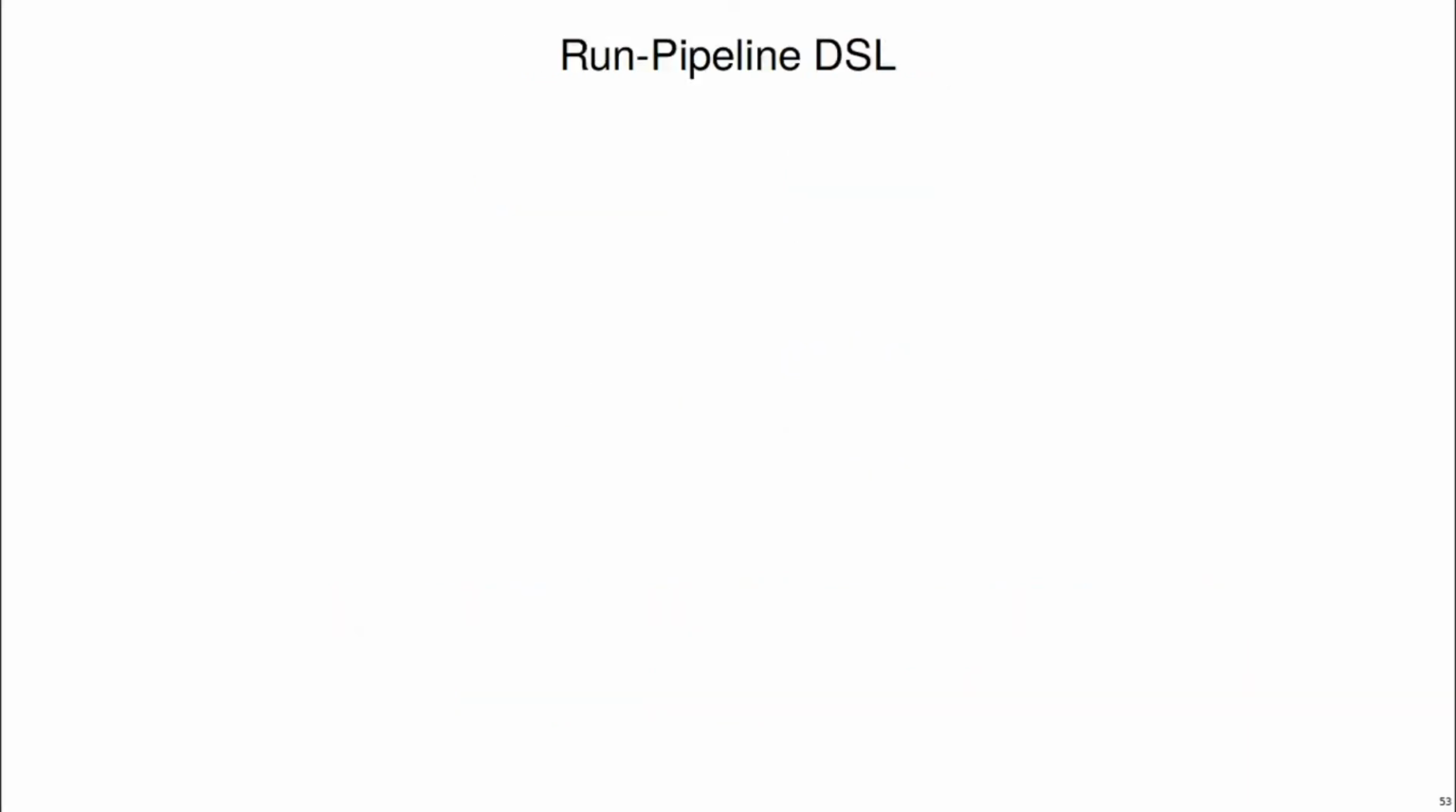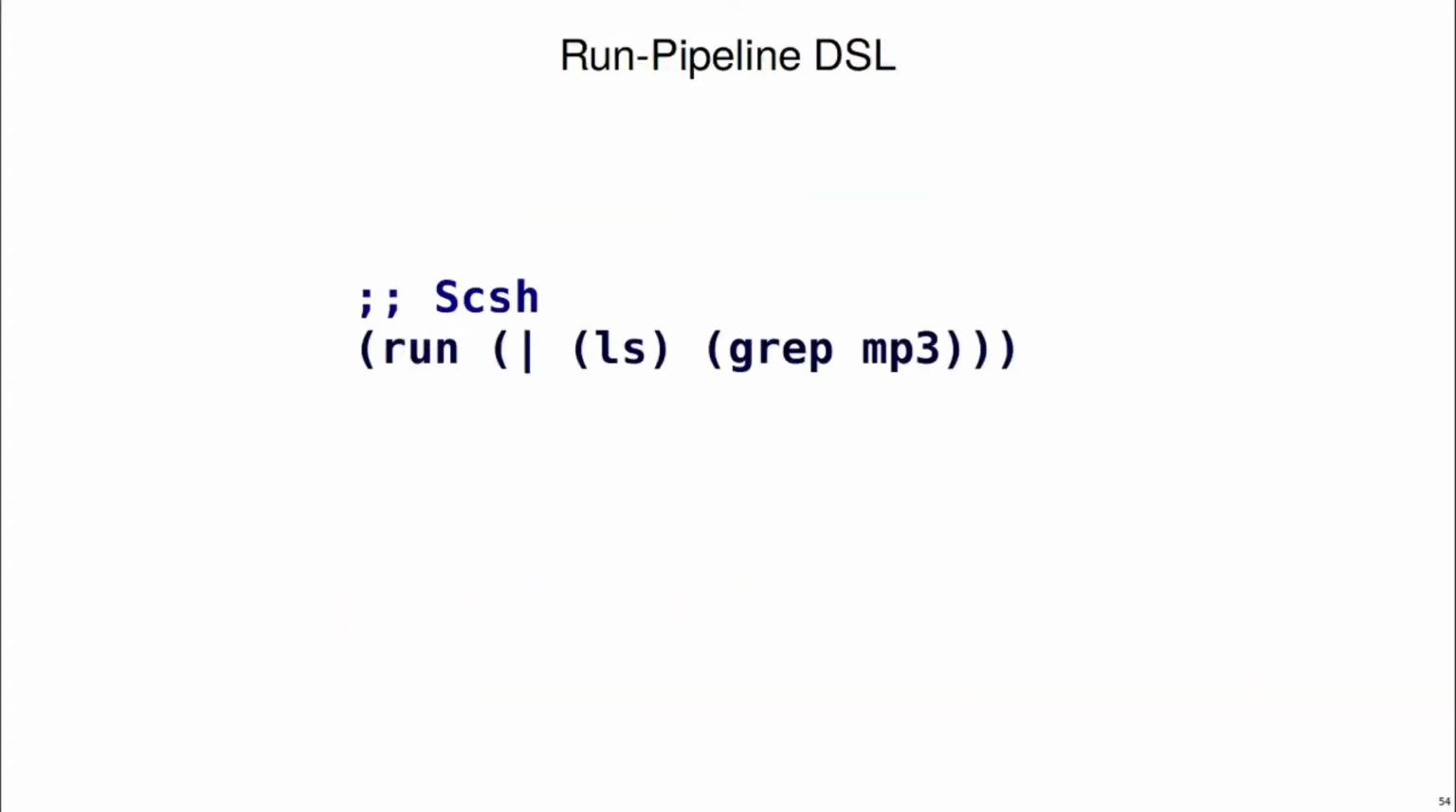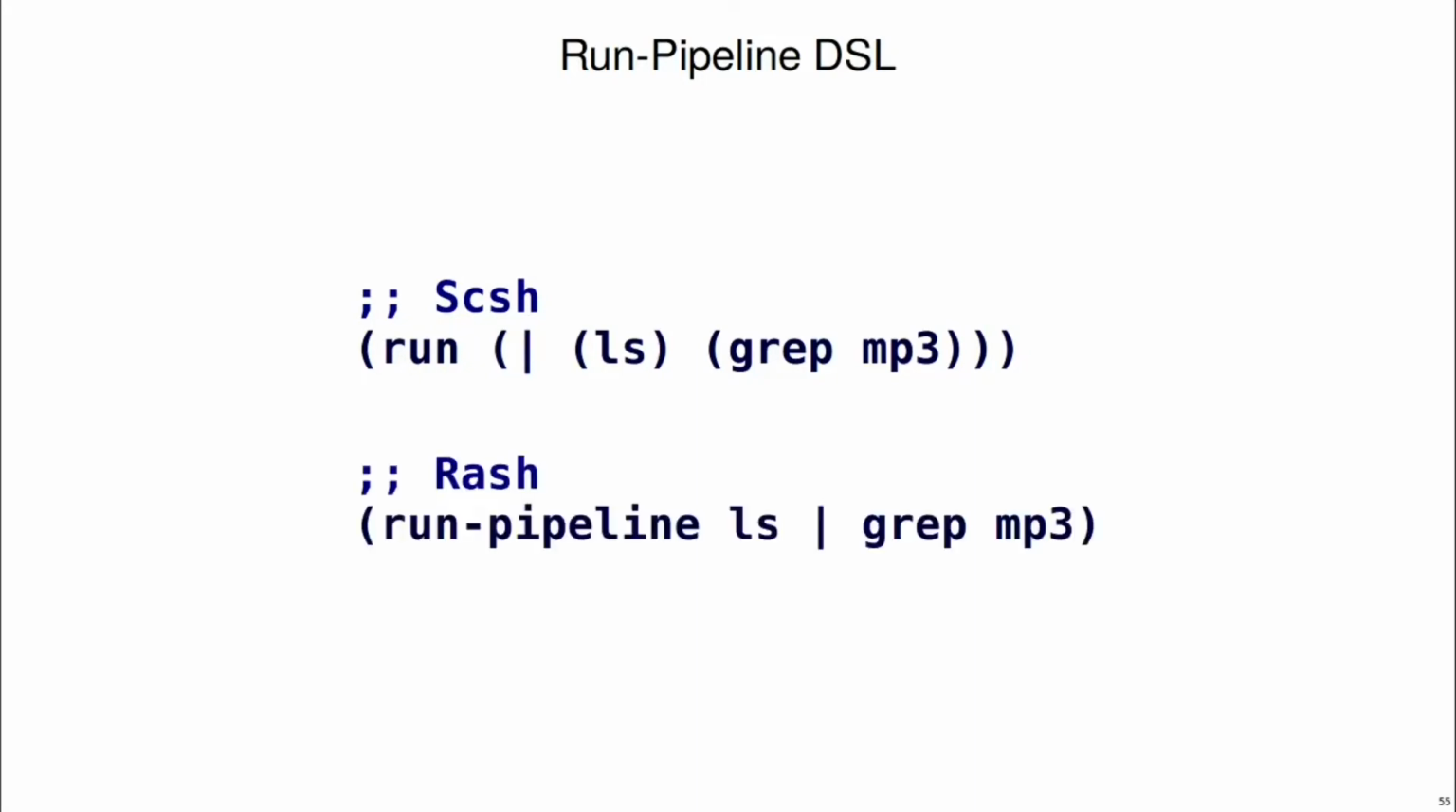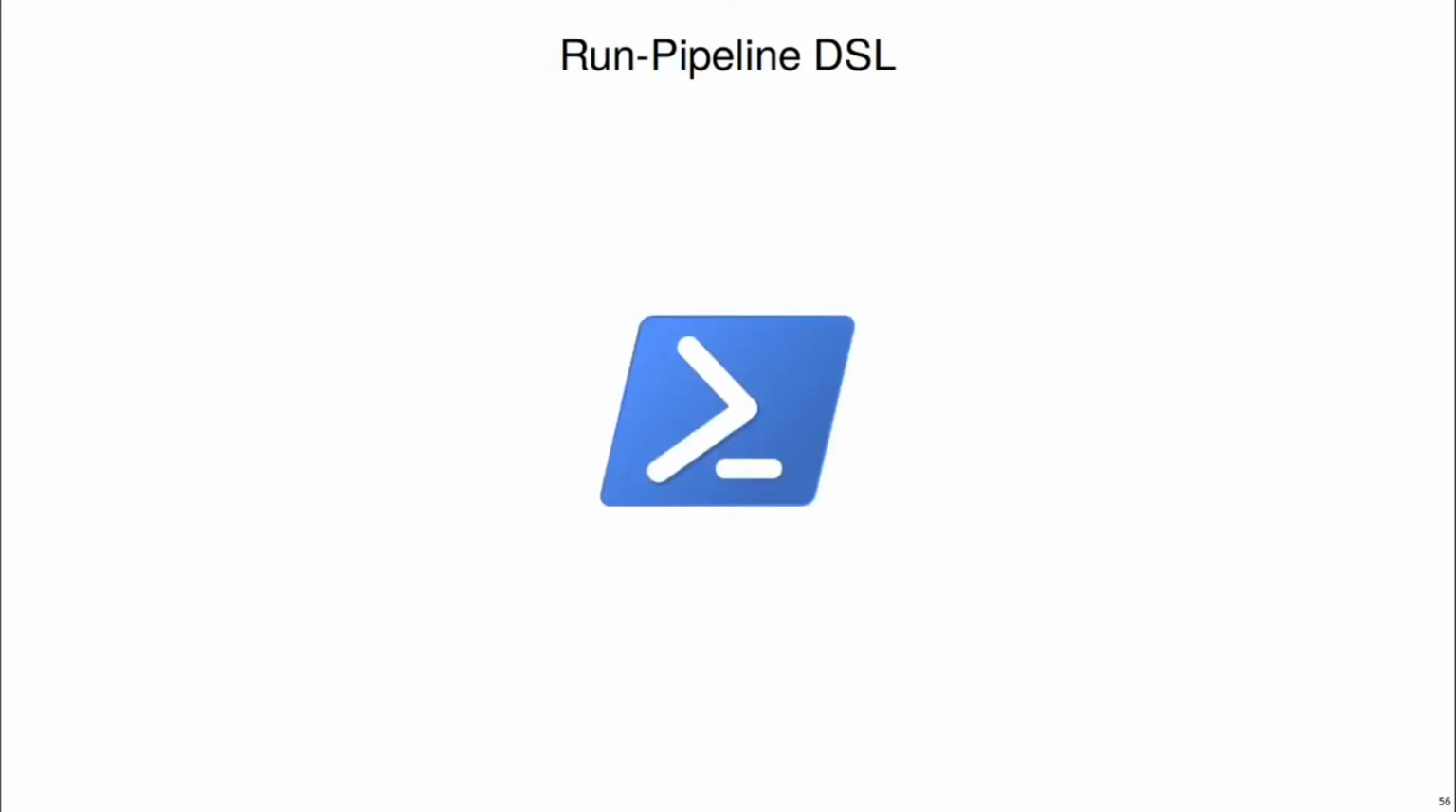The run pipeline DSL is somewhat similar to scheme shell. It's a macro that runs subprocesses and pipelines them. However, rather than having explicit Lispy grouping, it uses infix pipeline operators to determine groupings. Additionally, the run pipeline DSL, similar to PowerShell, allows users to use functions in the pipeline and pass rich data objects rather than just byte streams.